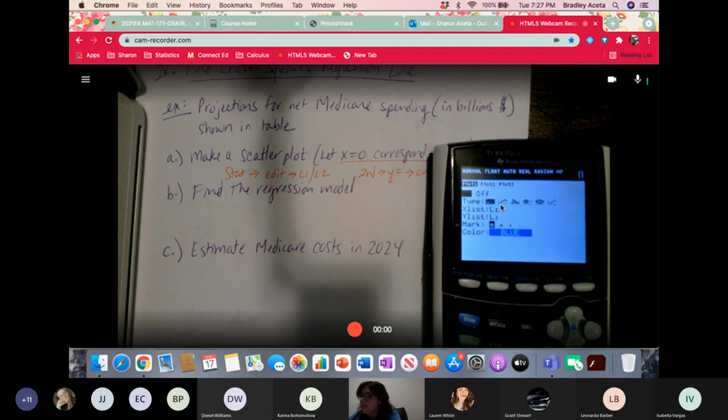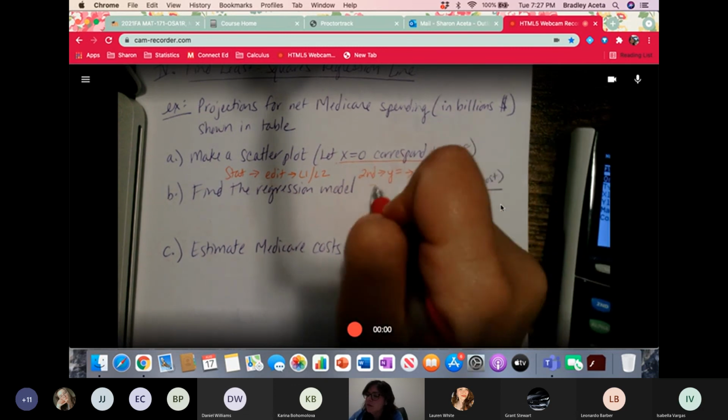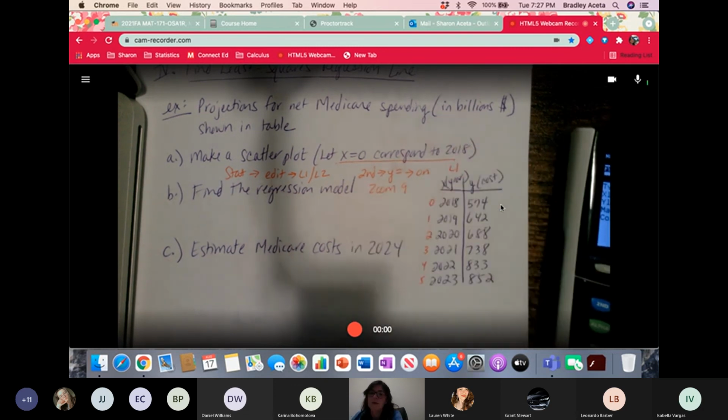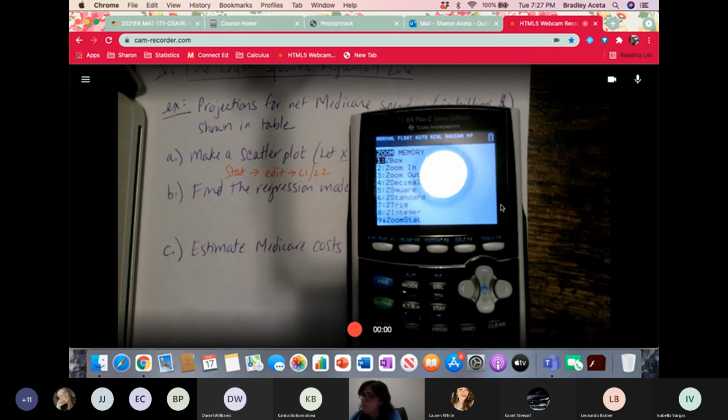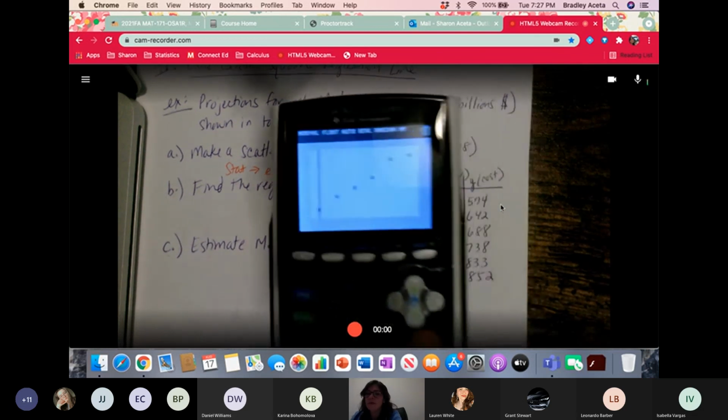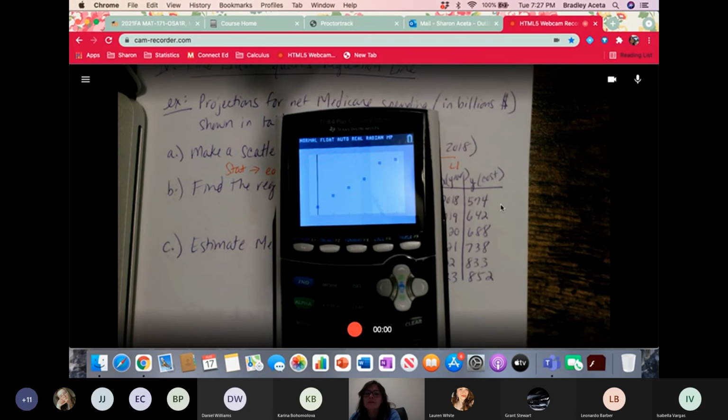And then if everything else looks good, it's very easy from here. Once you turn it on, you hit zoom 9. Oh, there's a glare. There we go. Look at that. There's your scatter plot. And it's done correctly according to your graph. So then if this is a multiple choice question, it's easy to pick out right now.